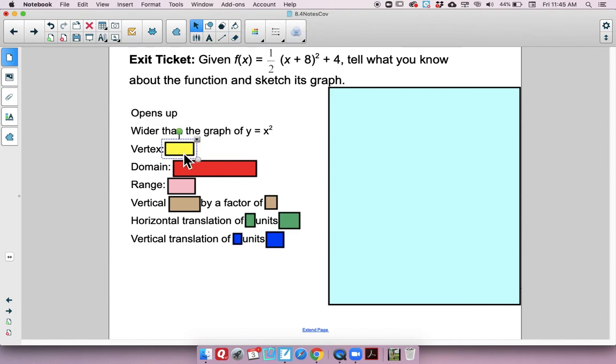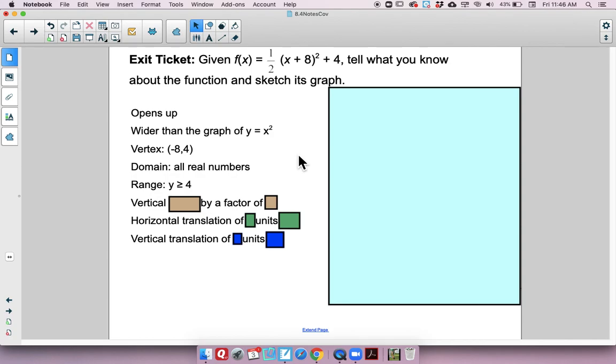What's the vertex? Notice what form it's in, vertex form. (Negative 8, 4). Remember, x minus h. So x plus 8 is the same as x minus negative 8. So it's (negative 8, 4). What would the domain be? It's a function, folks. All real numbers. Good. What's the range? Okay, well, if the vertex is (negative 8, 4), and it opens which way? Oh, yeah, up. What's our range going to be? y is greater than or equal to 4.